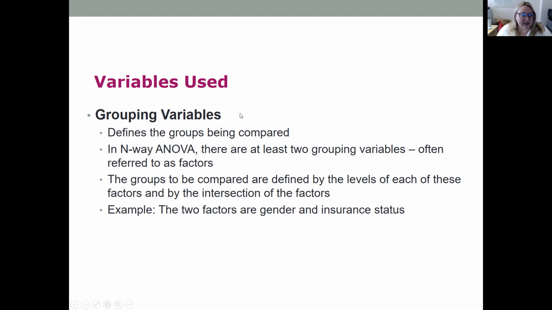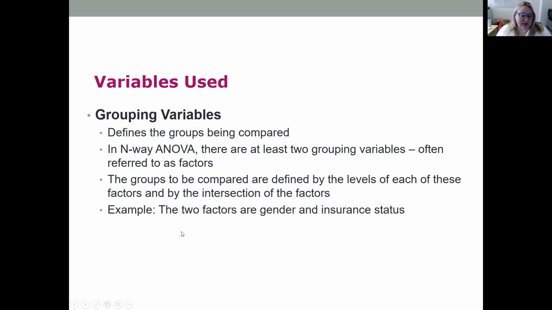So when we look at the variables that we would use with the Way Anova, our independent variable, or our grouping variable as the text calls it, defines the groups that we're going to be comparing. And so the groups will be compared by the different levels of each of these factors. So when we talk about type of insurance, we might be looking at variables that have three types of insurance. And so here in this example, the factors are gender and insurance status.